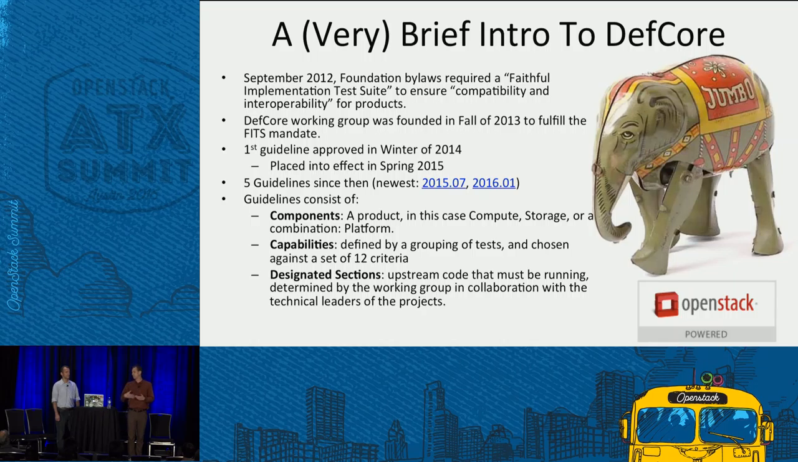And the tests are chosen by a set of 12 criteria. And then there are designated sections, which are a definition of what OpenStack code has to live inside of your cloud for it to be considered OpenStack. Now, not all of the OpenStack code has to exist. This is in part to allow for vendor plugins, for hypervisors, for storage, for different authentication methods. Those aren't prescribed, but by and large, the APIs and the code that drives the APIs must be running inside of an OpenStack product.